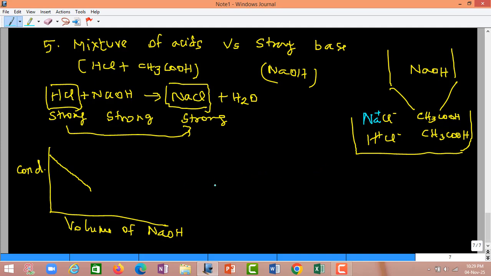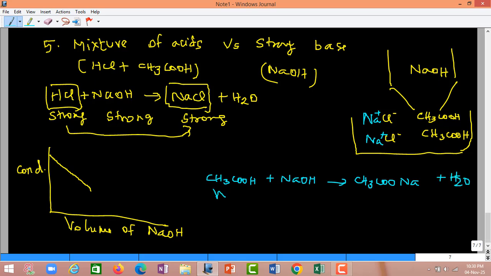If you continue with the titration further, all the hydrochloric acid molecules will react and all of them will get converted to sodium ions. This will be an endpoint for the strong acid because we don't find any more H plus here. And beyond that, if you add sodium hydroxide, the sodium hydroxide will react with acetic acid, which is a weak acid, resulting in the formation of sodium acetate and water.